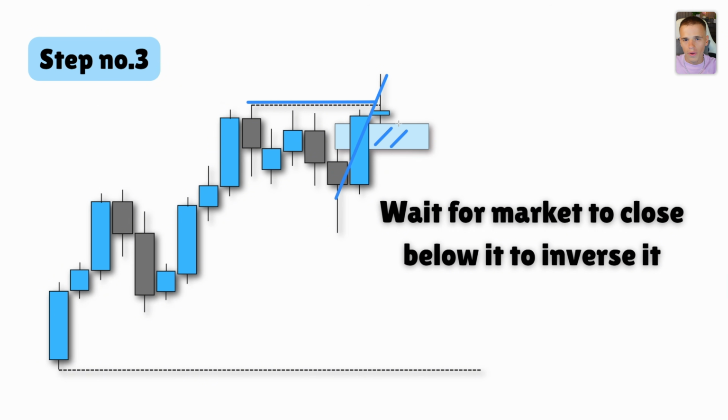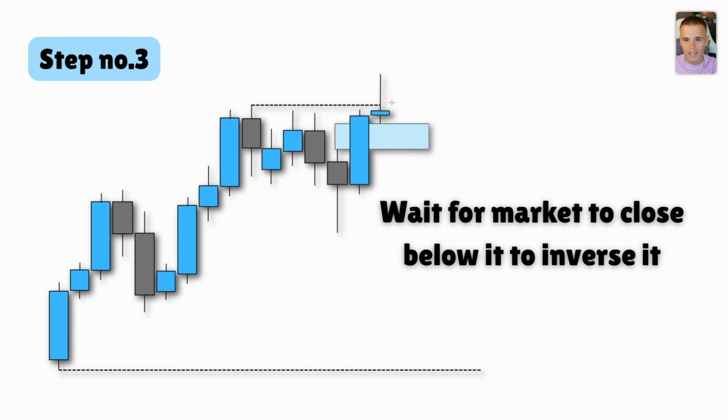And basically with fair value gaps or imbalances, what market likes to do, market likes to retest them and then of course continue going that direction, because market does not like imbalances. But we are going to use it very smartly to our advantage. We are not going to wait for a retest.